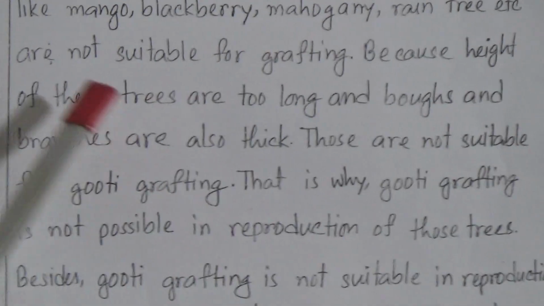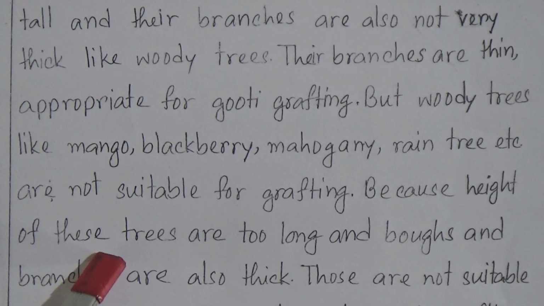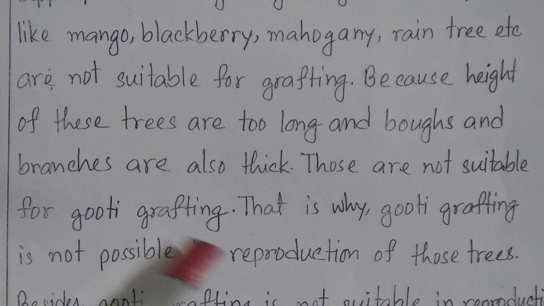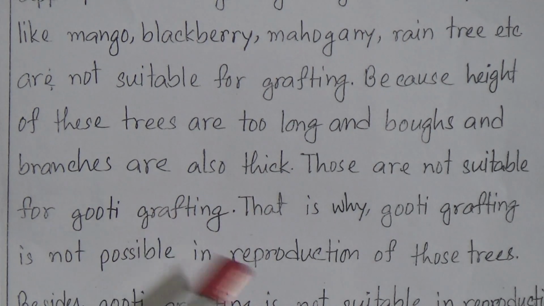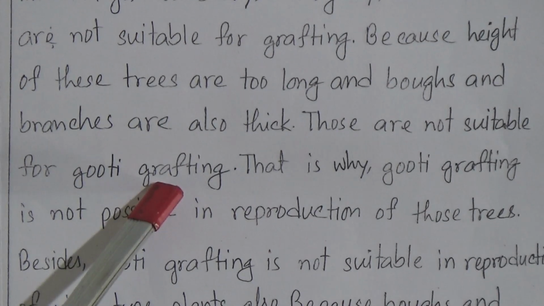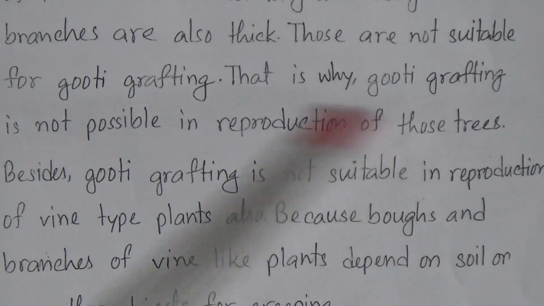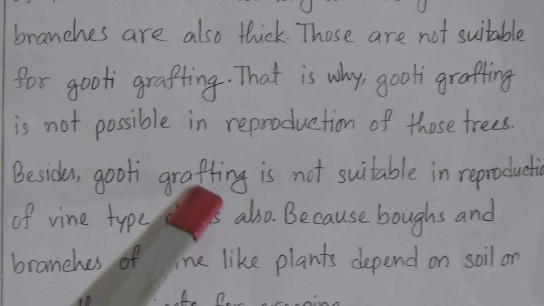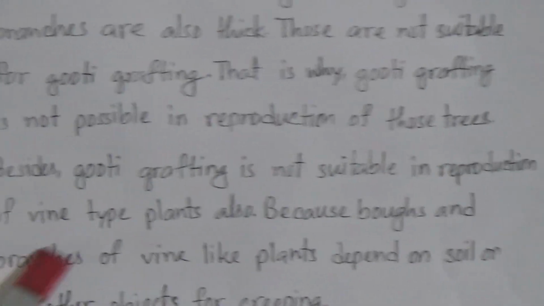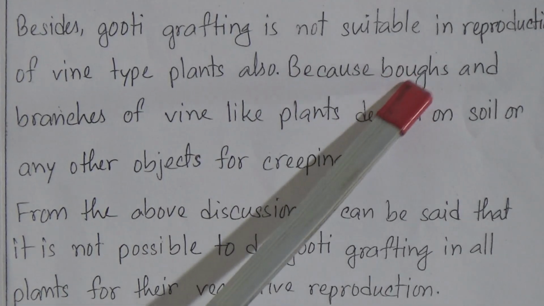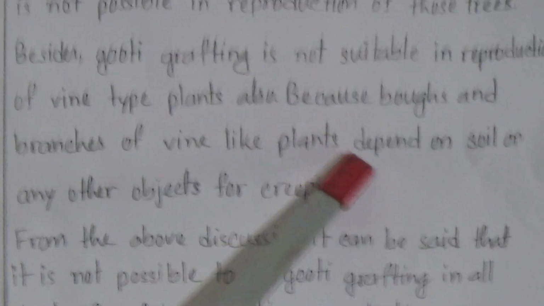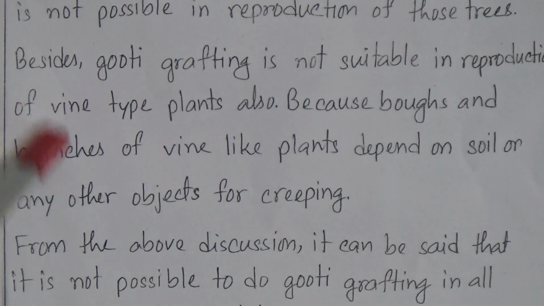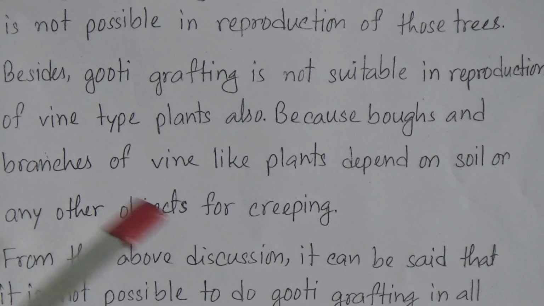So, the trees like mango, blackberry, the trees which are very high or tall and which have thick branches and bark, are not suitable for goody grafting. So, that is why goody grafting is not possible in reproduction of those trees. Besides, goody grafting is not suitable in reproduction of vine type plants also, because boughs and branches of vine-like plants depend on soil or any other objects for creeping. So, it is also not suitable for vine-like plants.